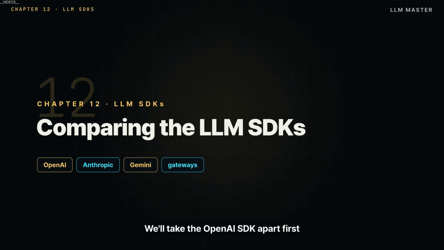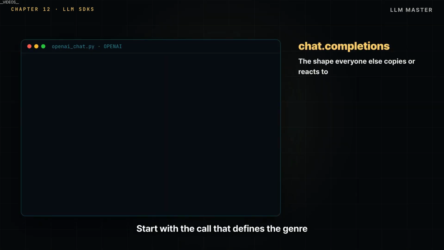We'll take the OpenAI SDK apart first, because its chat completion shape became the informal standard everyone else either copies or reacts against. Then we'll line up OpenAI, Anthropic, and Gemini side by side and watch the same request change costume 3 times. From there, we go up a level to abstraction libraries like LiteLLM that give you one interface over many providers, then to running local models behind an OpenAI-compatible gateway, the newer stateful Responses API, and finally the production gateways that route, fall back, and budget across all of them. Start with the call that defines the genre.